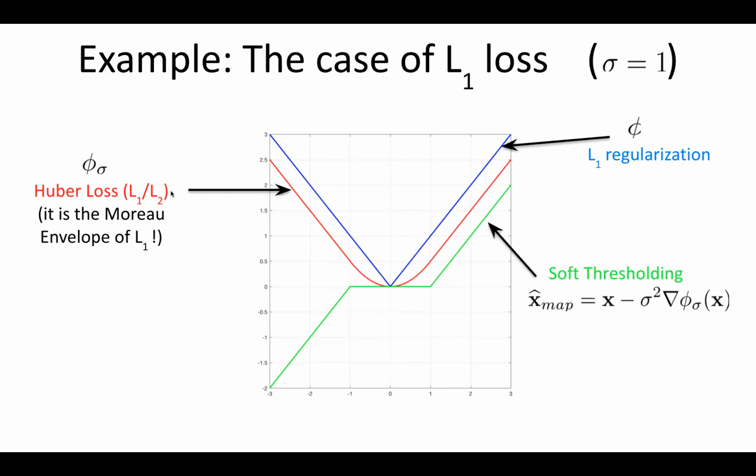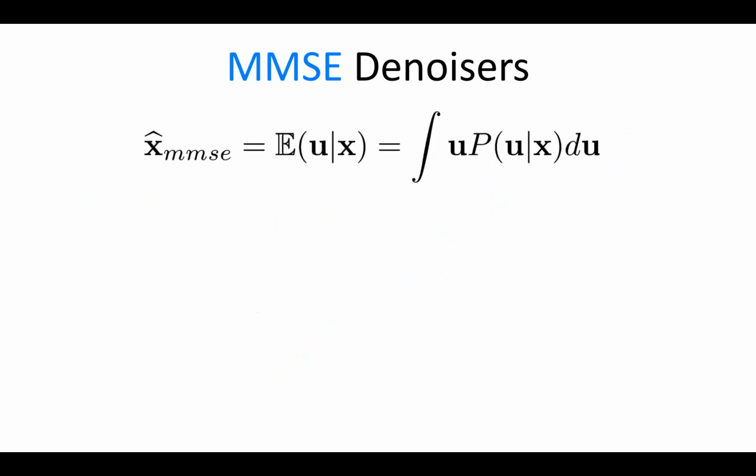And now if I compute the gradient of this red function and do x minus sigma squared times the gradient, what I get is precisely this soft thresholding, which you should all be familiar with as the result of using L1 to regularize the denoising problem. Okay, what about MMSE? Now, with MMSE, things are a little bit more complicated, of course. If you look at this, you realize that you have this kind of nasty integral on the right-hand side that you need to compute, and oftentimes it's not possible to compute it in closed form.